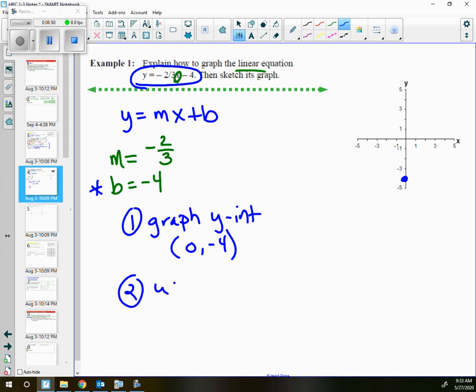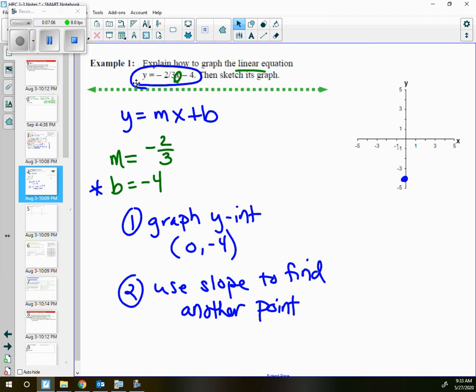Then we can use the slope to help us find another point. You could use it to find as many other points as you want to. But how many points do you actually have to determine a line? Well, you have to have 2, right? Sometimes we do more just for insurance, but we need 2 points to determine a line.